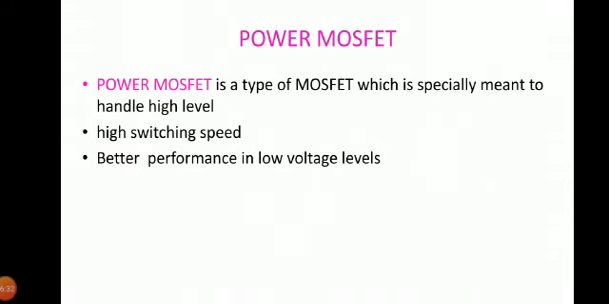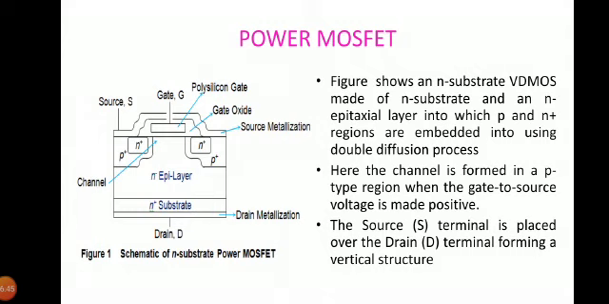And the Power MOSFET is the same as the conventional MOSFET, but the power handling capacity of Power MOSFET is much greater than a conventional MOSFET and it has large forward transconductance. And here you can see the construction of Power MOSFET. It consists of an N substrate and N plus substrate and N minus epitaxial layer into which the P and N plus regions are embedded, as you can see in the diagram.